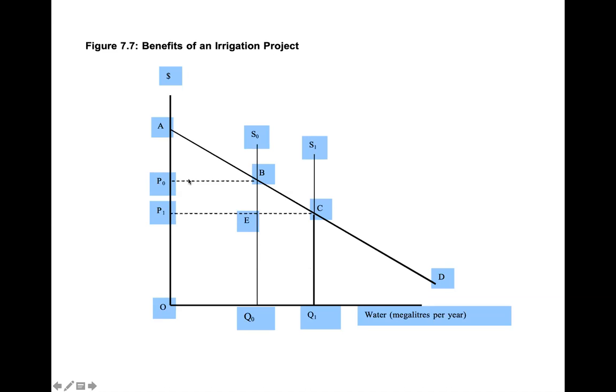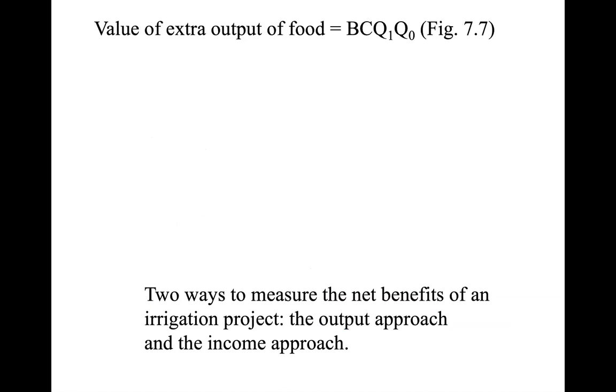So the consumer surplus goes up because before we were here, we were only getting this much benefit. So now we're getting this much benefit. So the consumers really benefit from getting that water. And who are the consumers? Well, if it's an irrigation project, then it's really the farmers, right?